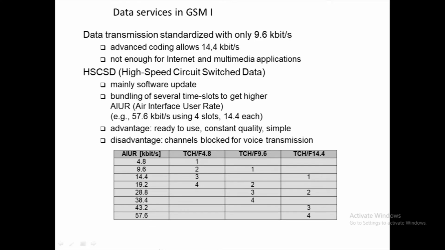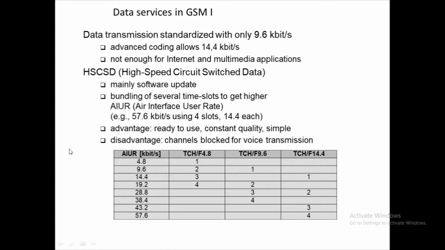One problem of this configuration is that the mobile station is required to send and receive at the same time. Standard GSM does not require this capability. So uplink and downlink slots are also shifted by 3 slots, right? Here the 57.6 kilobit per second air interface user rate using 4 slots in the uplink and downlink is specified in ETSI, right?